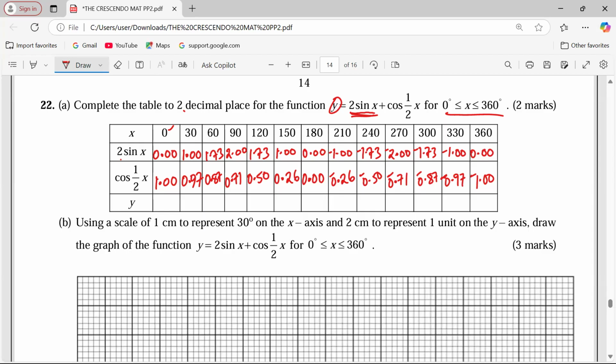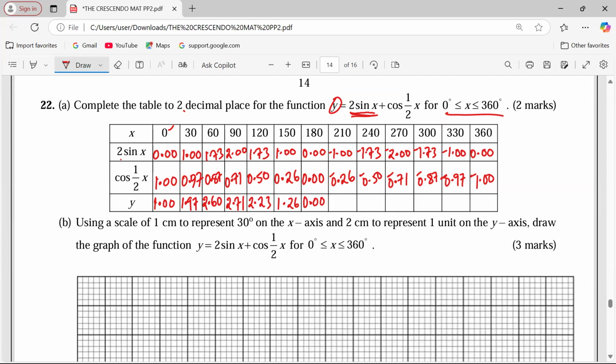So in the first case, we will have 1.00. The second case, when we add, we get 1.97. Then here we get 2.6. So 2.60. Then 2.71. Then 2.23. Then we will have 1.26. Then we'll have 0.00.